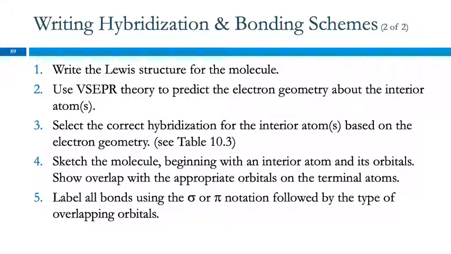So here are the instructions. You write the Lewis structure, use VSEPR theory to predict the geometry, and that again comes down to how many electron groups. And that's how you predict the hybridization. And then, I'm not going to ever grade you on this, except for a little tiny bit on this worksheet. You sketch the molecule. You start with the interior atom and its orbitals, and then you show how it overlaps with the terminal atoms, and then you label the bonds, sigma, pi, followed by the types of orbitals.